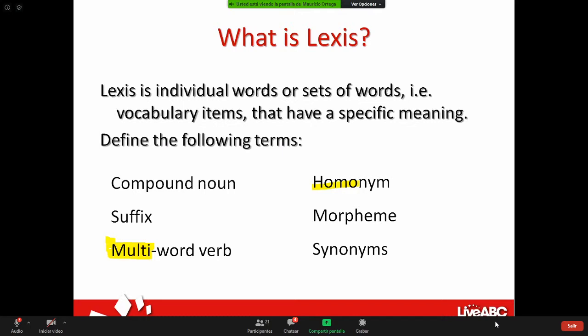If I use the word pen, P-E-N, I can speak about, for example, something to write with. Well, I have a very beautiful pen. Or I can speak about where animals are kept. I went to my friend's ranch and they showed me they had some chicken inside a pen.